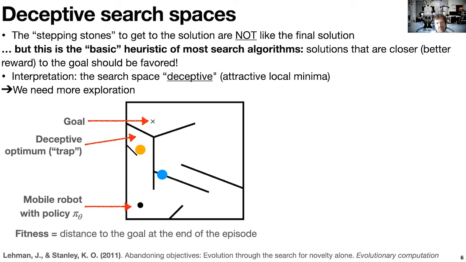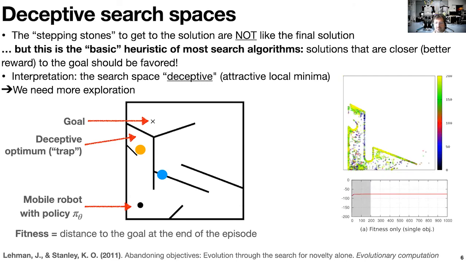So in the maze, there is a goal, which is a cross. You have a small robot, like a mobile robot that is moving in the maze. And the maze is set up so that if you go in the direction of the goal directly, you cannot get to the goal. So this is deceptive because if you reward your individuals for being close to the goal, then you never get there. Instead, you have to take a long path and explore to the right so that finally you get to the actual goal. So here the reward is the distance to the goal at the end of the episode. So we simulate the robot for some time with a small neural network and we see if we can get there. And with objective-based search, it never works. I tried, it's very hard to get to a solution.